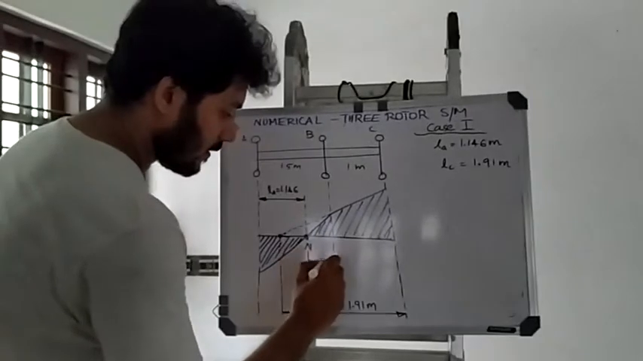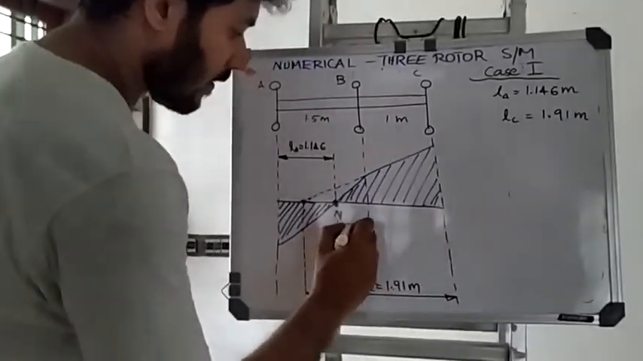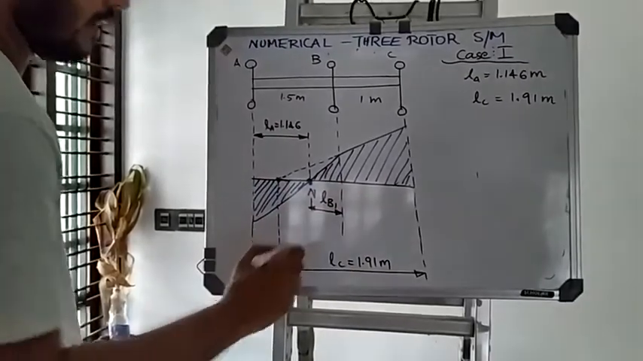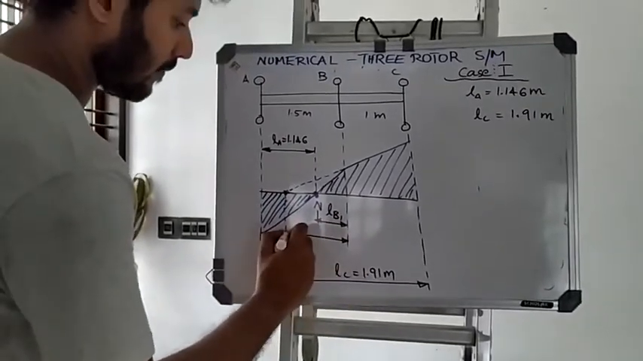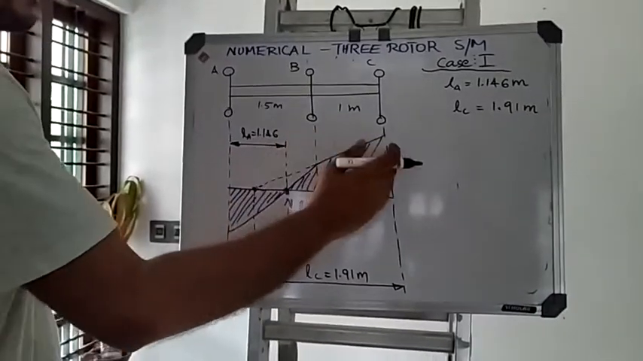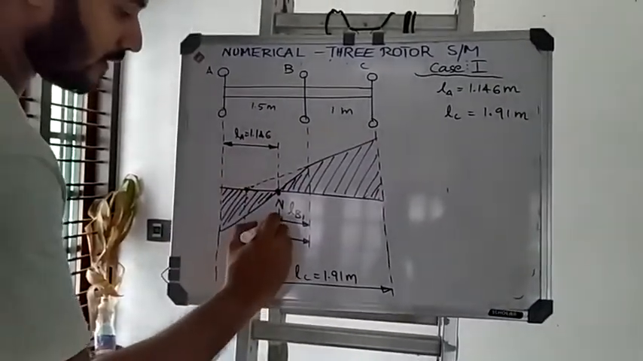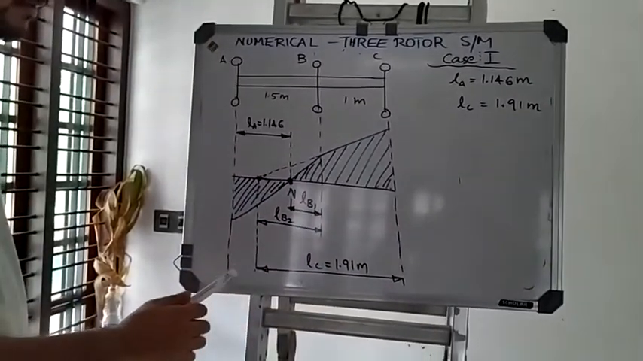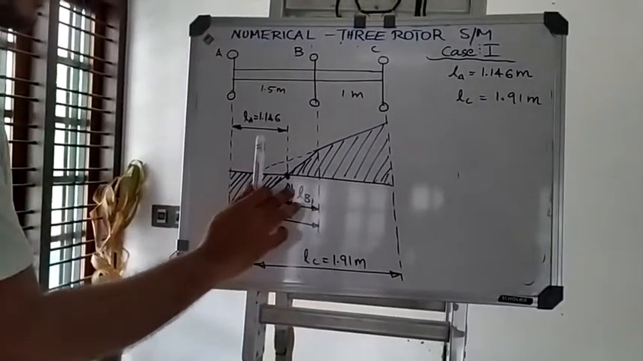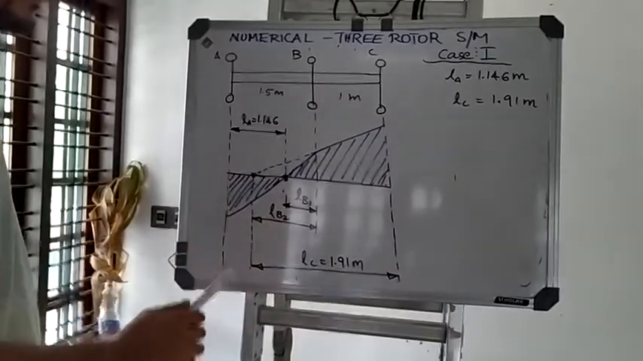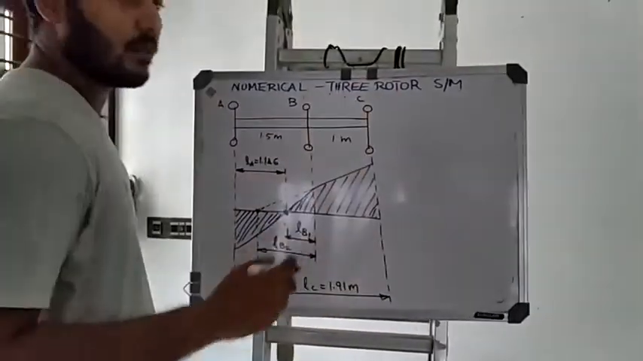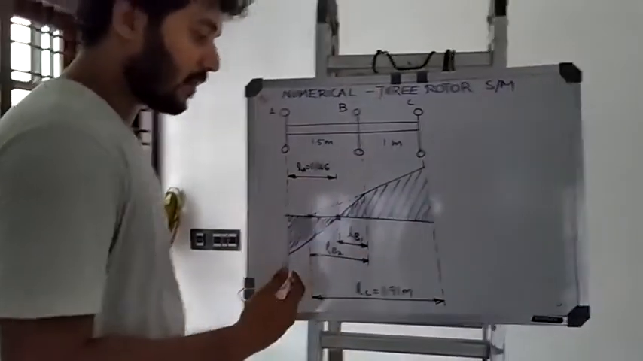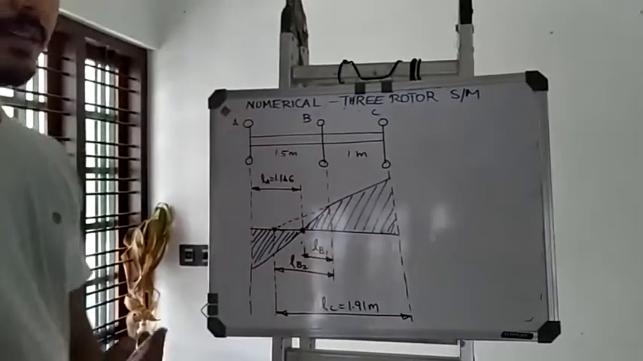Now this distance can be calculated as the distance from B to this node. This is LB1, and this distance, that is the distance of B from the node between B and C, which is extended to here, let this distance be LB2. Okay, note this figure and the notations which I have given. So now according to the two sets of values for LA and LC, we have taken the first set of values and found out the nodal figure like this.